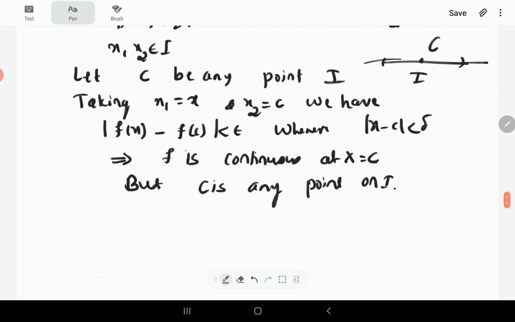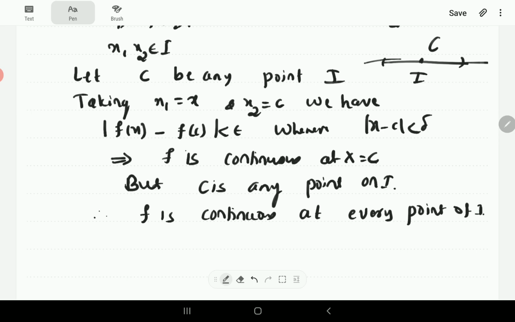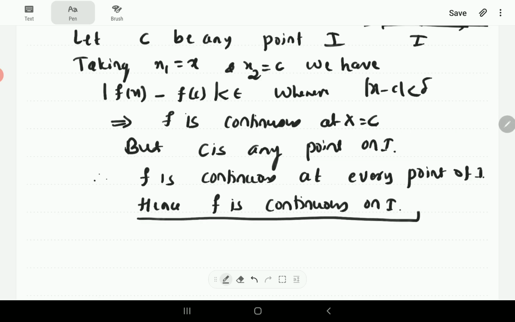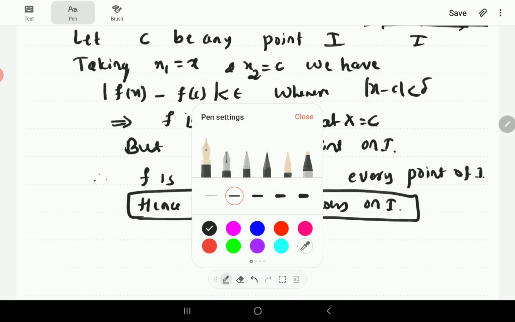Therefore f is continuous at every point of I. Since c is any point, our function f becomes continuous at every point of I. So hence f is continuous on I. It is a very simple proof. So this is very important: it implies that if f is uniformly continuous, then the given function f will be continuous on the given interval I. That is very, very important to note.